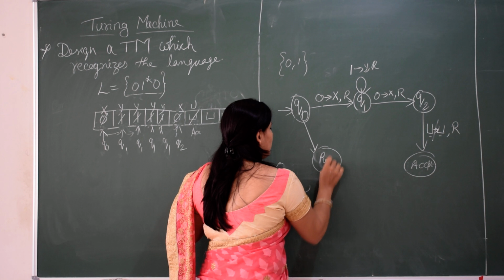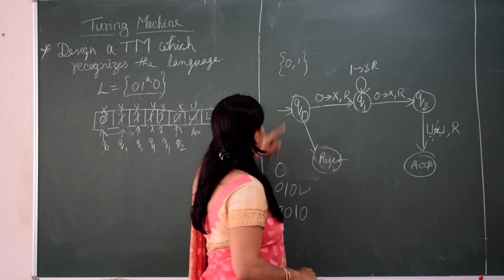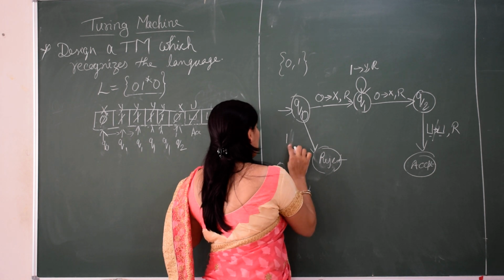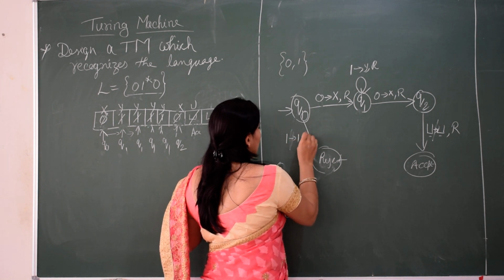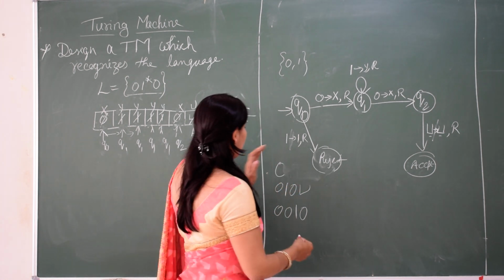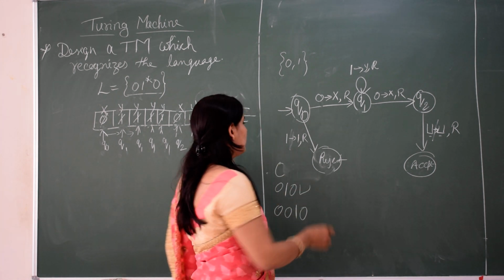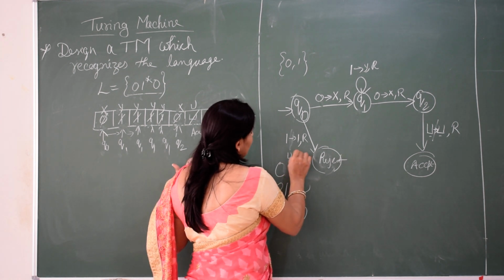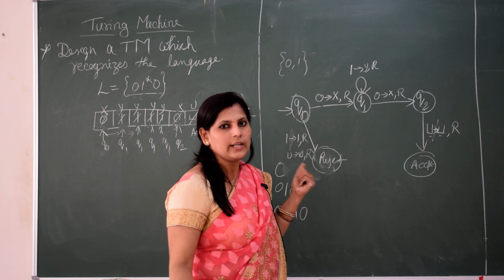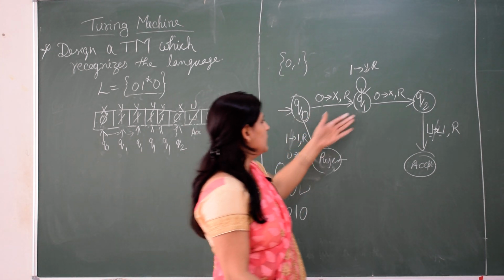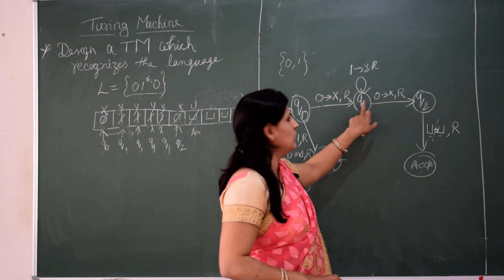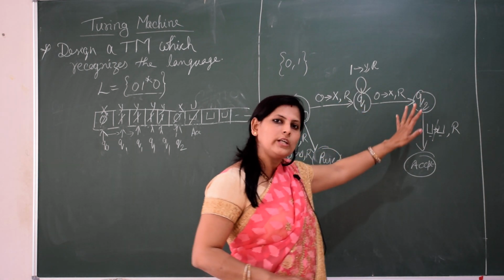This is my reject state. If 1 comes, I will leave it as 1 only and move right. Another possibility is if we get blank first, it will leave it as blank and move right. Here, at this state, if 1 comes, it goes here. If 0 comes, it will move here. So both inputs we have covered.